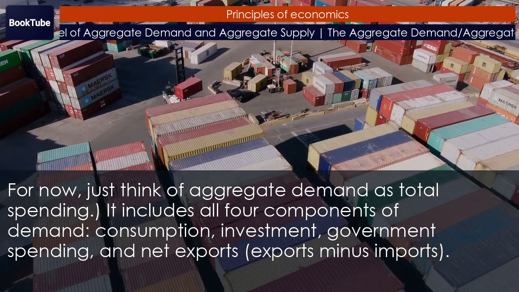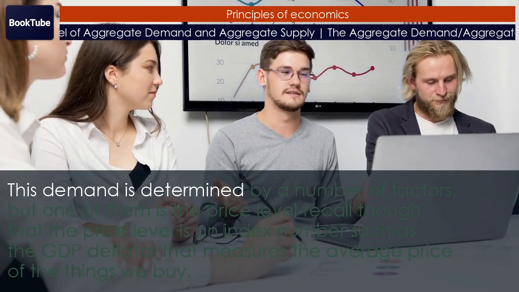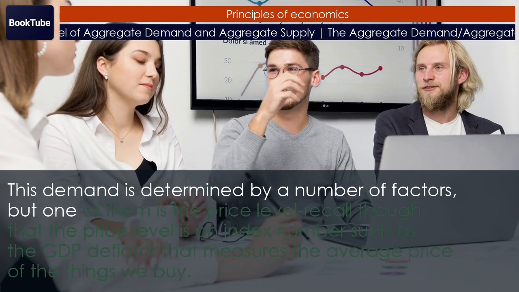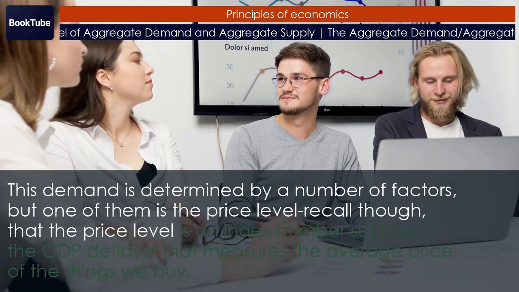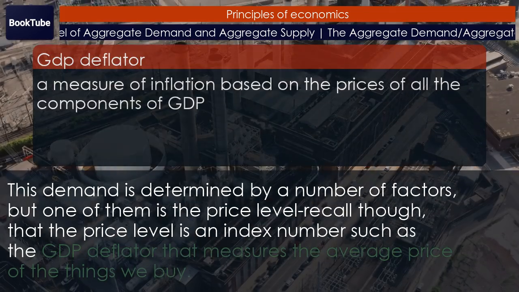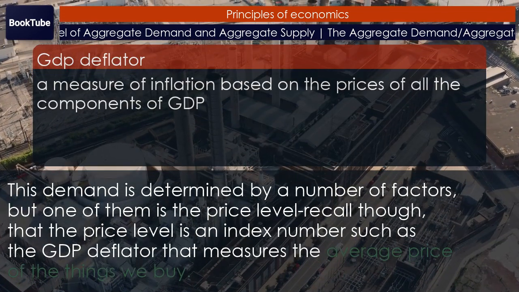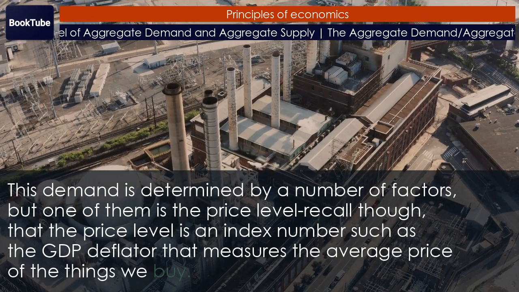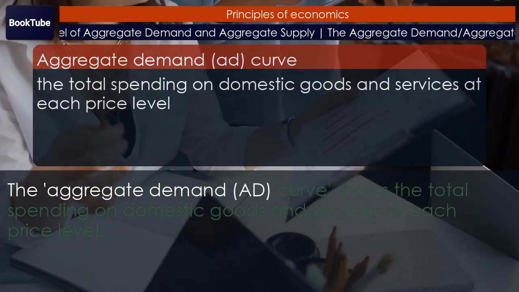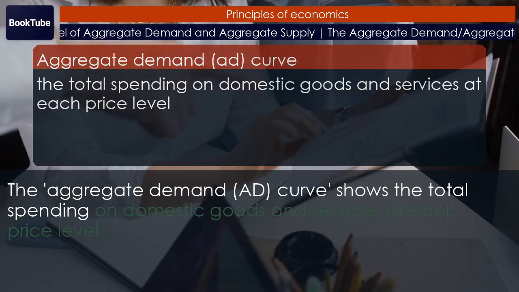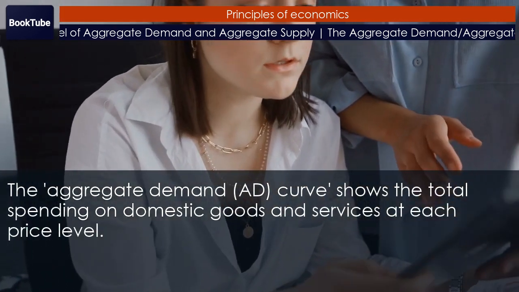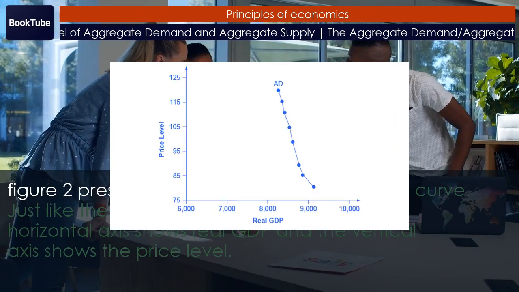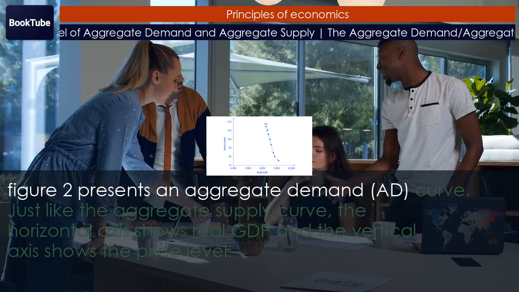Exports minus imports. This demand is determined by a number of factors, but one of them is the price level. Recall, though, that the price level is an index number such as the GDP deflator that measures the average price of the things we buy. The aggregate demand, AD, curve shows the total spending on domestic goods and services at each price level. Figure 2 presents an aggregate demand, AD, curve.